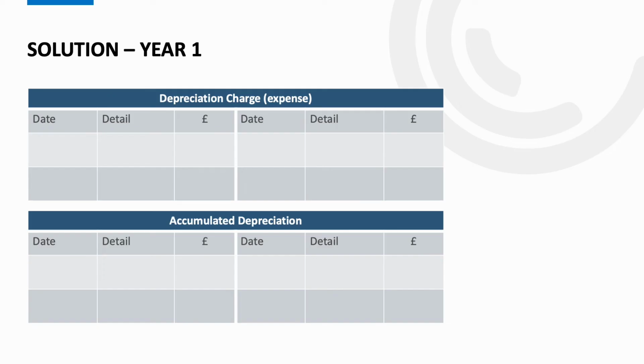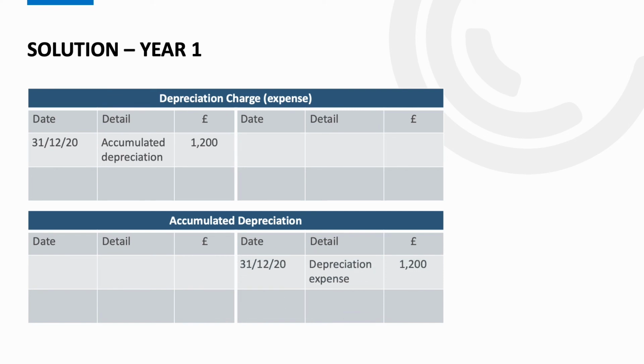So firstly, let's calculate our depreciation amount. The laptop was £3,600 and to be depreciated over 3 years with no residual value. Therefore, it would be 3,600 divided by 3 to give you a yearly depreciation amount of £1,200. So we start off in year 1 with our 2 accounts as shown on screen. We then debit the depreciation charge for £1,200 and credit the accumulated depreciation for £1,200.